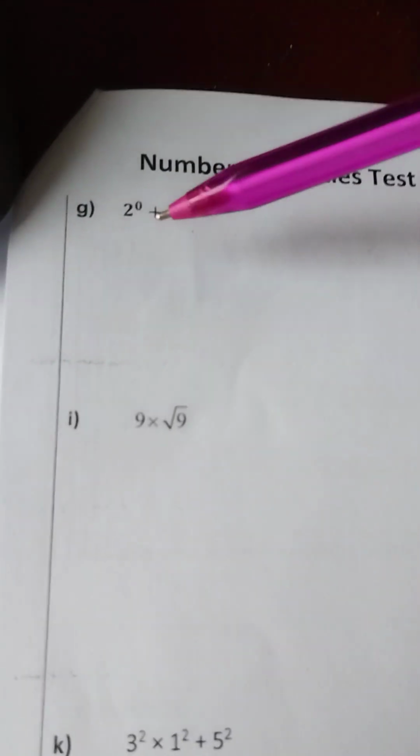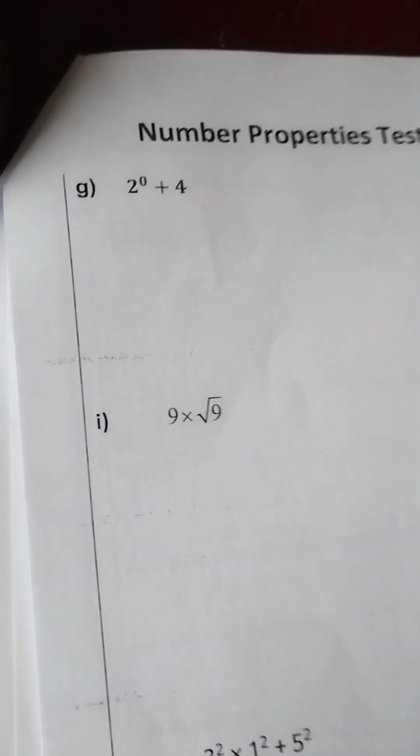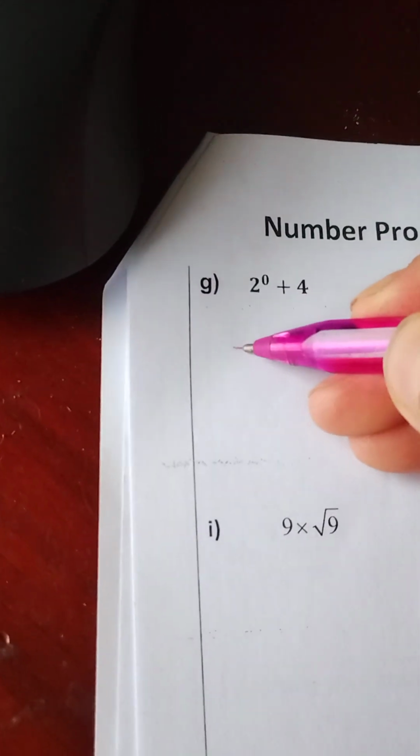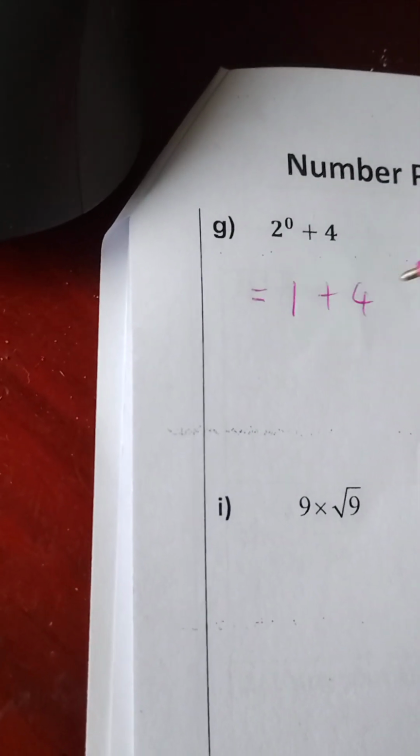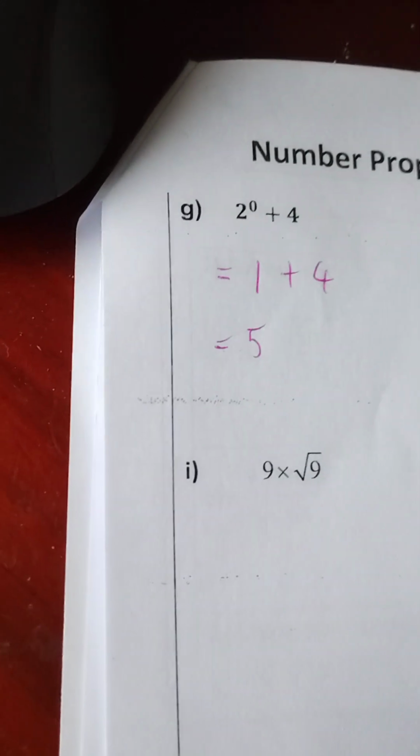On this page, now for all of these, we also have to think about order of operations. All right, so here I've got 2 to the power of 0. Now, anything to the power of 0 is 1. We learnt that in class as to why that happens. So I'm left with 1 plus 4, which is just 5.